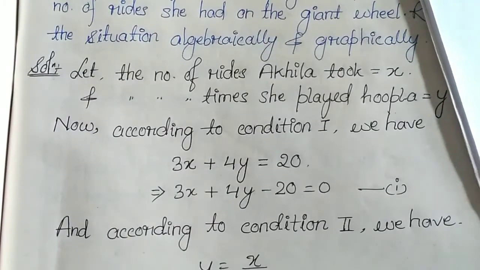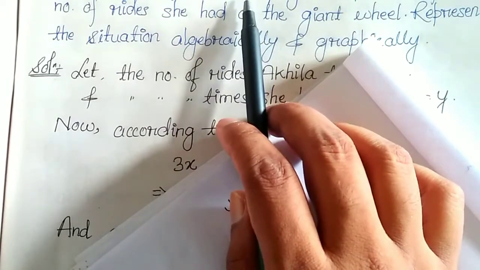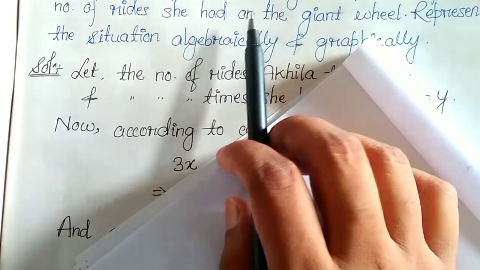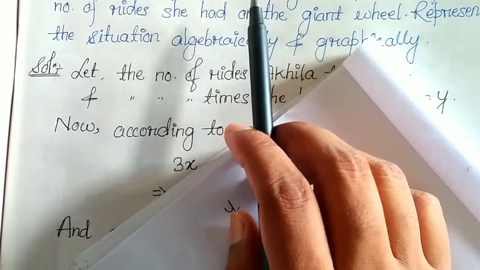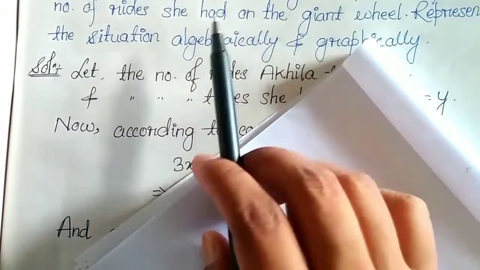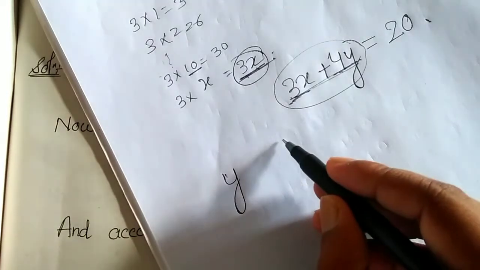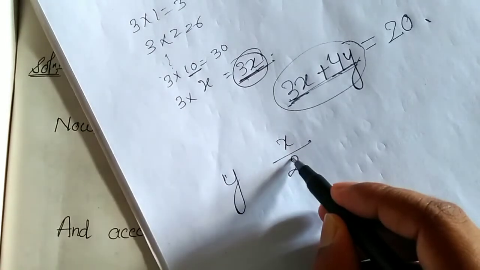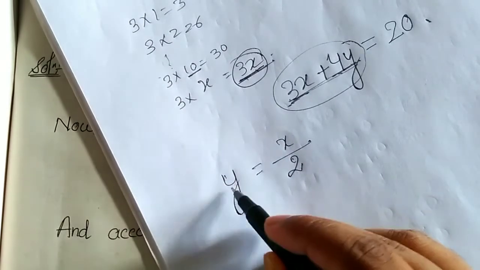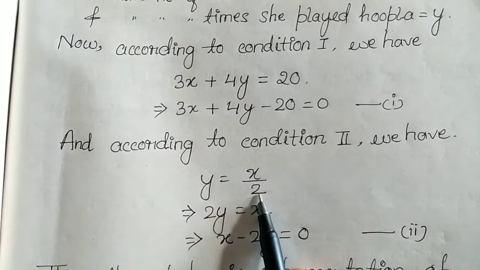Let's see the second condition. Do you remember, students, that since playing hopla was charging more than taking a ride on the giant wheel, she decided to play hopla half the number of times she took a ride on the giant wheel. The number of times she played hopla is y, and the number of times she took a ride is x. So what is the relation between these two? If you halve the number of times she took a ride on the giant wheel, you will get the number of times she played hopla. So this is the second equation, students.